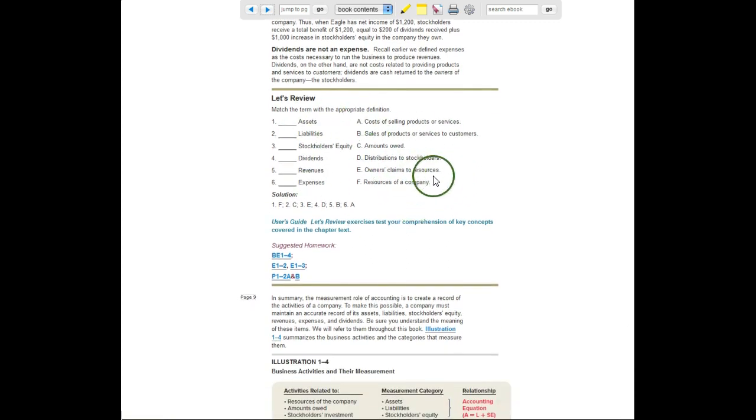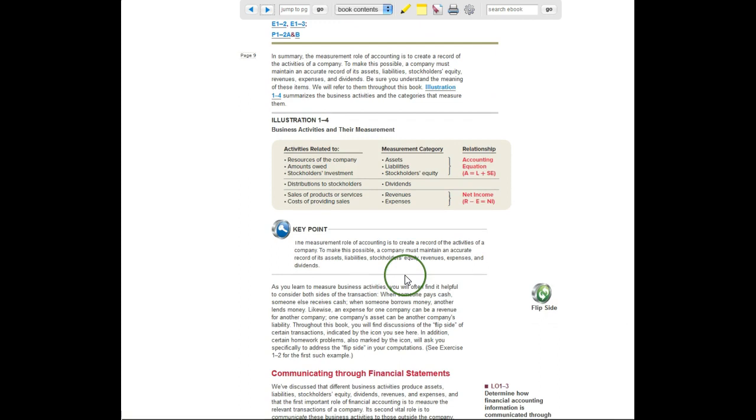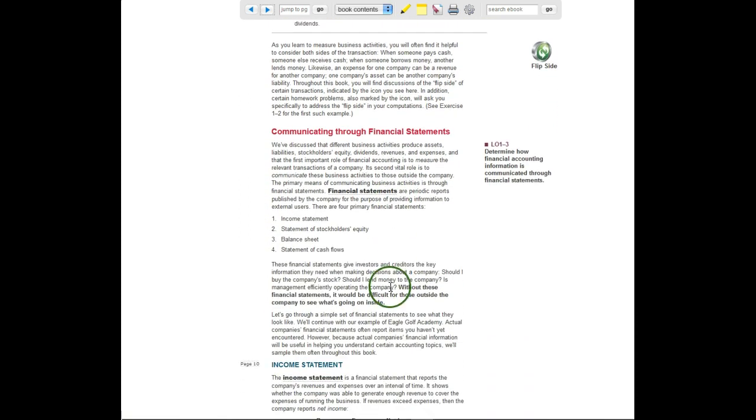So you can review this when you have time, this matching example here. And let's come on down.